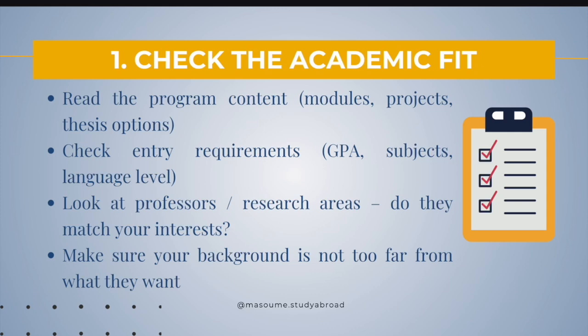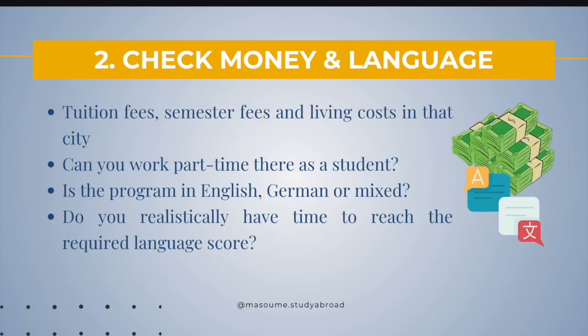Finally, think honestly about your background. If your bachelor is in a totally different field, some programs may still accept you, but others may not. Academic fit doesn't mean you must be perfect. It means you are close enough that you can succeed in the program. If you spend time checking academic fit, you avoid applying to programs that are a bad match or that will reject you immediately.